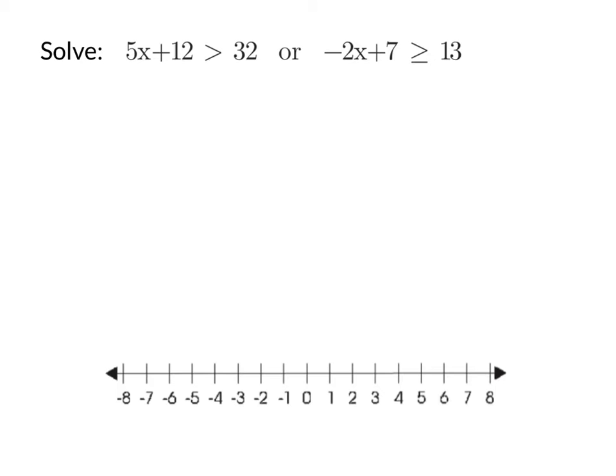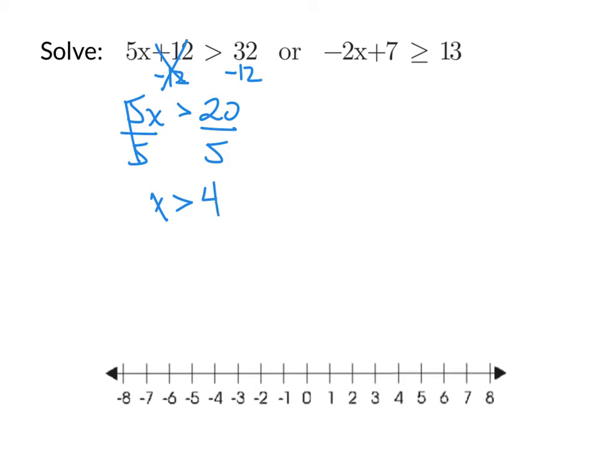So on the first one, 5x + 12 > 32, we want to get rid of the adding or subtracting first. So I'm going to subtract 12 from both sides. On the left, we're left with 5x, and on the right-hand side, we're left with 20. Then we deal with the multiplying and dividing, so we divide both sides by 5. And since we divided by a positive number, we don't have to worry about switching the inequality, and that will stay x > 4.